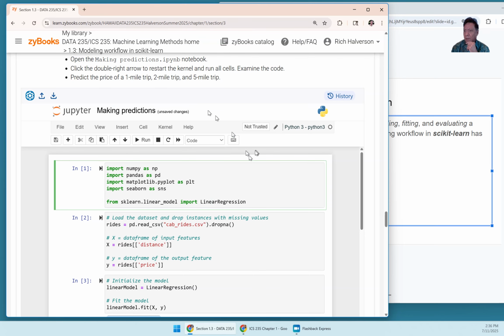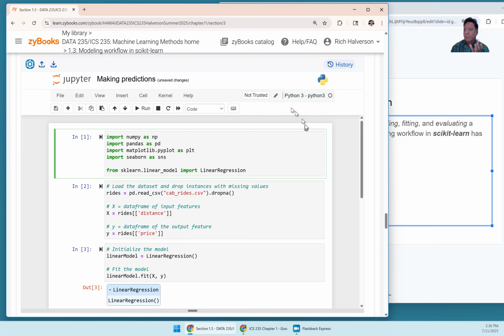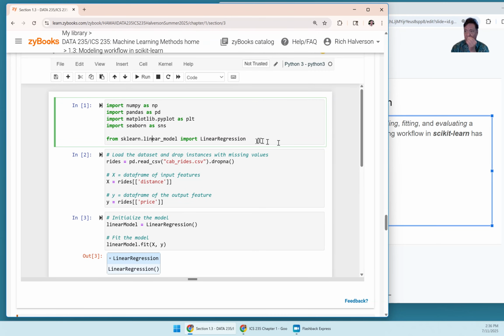And for this one, we're going to do linear regression. So we're predicting some numbers based on some inputs. I guess we're going to predict the price of cab rides based on distance. So we're going to use distance to predict the price of a cab ride, and for that we're going to use linear regression. That's the estimator model that we're going to use.